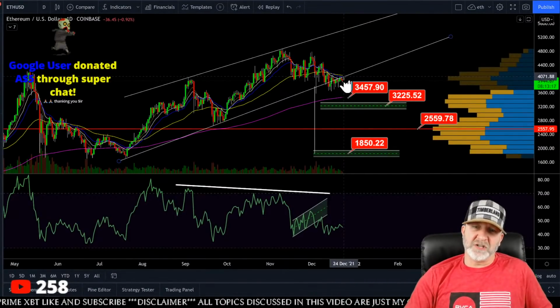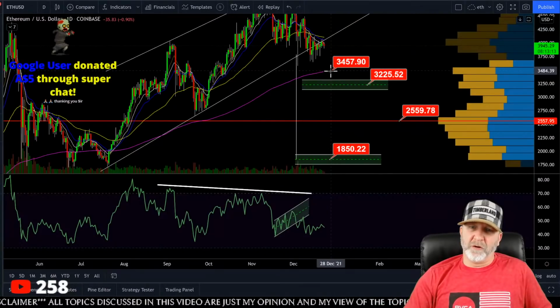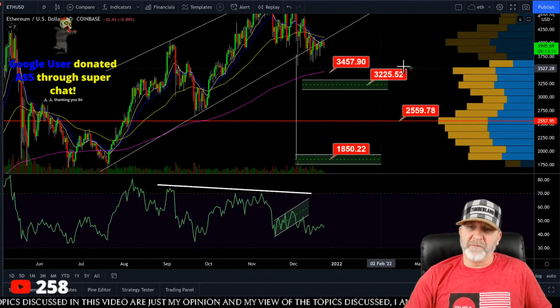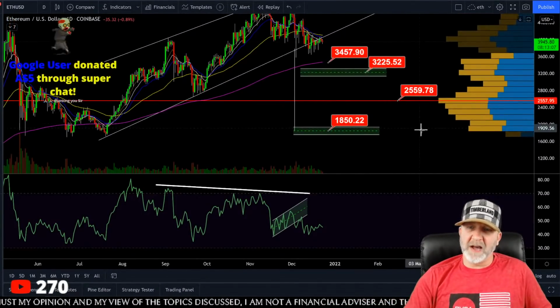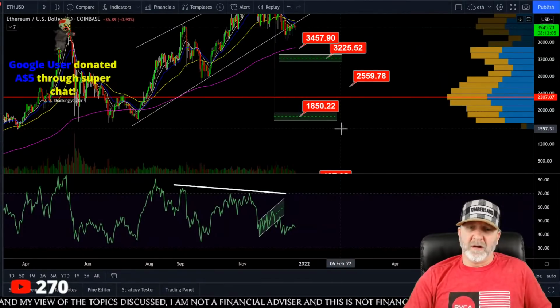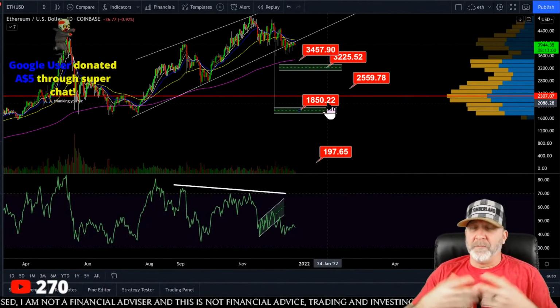Ethereum got rejected at the bottom of the wedge again. You guys know my areas I'm looking for Ethereum. 3450 is the first one. If that breaks, 3225, and then around the 1850 if Bitcoin has the big long.